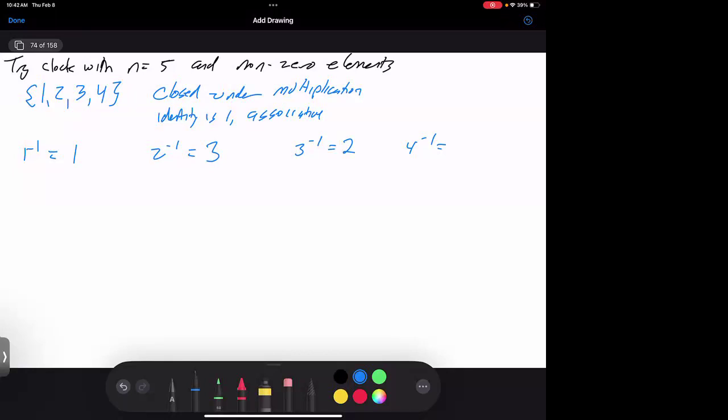What is 4 inverse? How did you get that? So you could view 4 as -1 on the clock, and then -1 times -1 is 1. So squaring 4 should work. That is one way to do it.